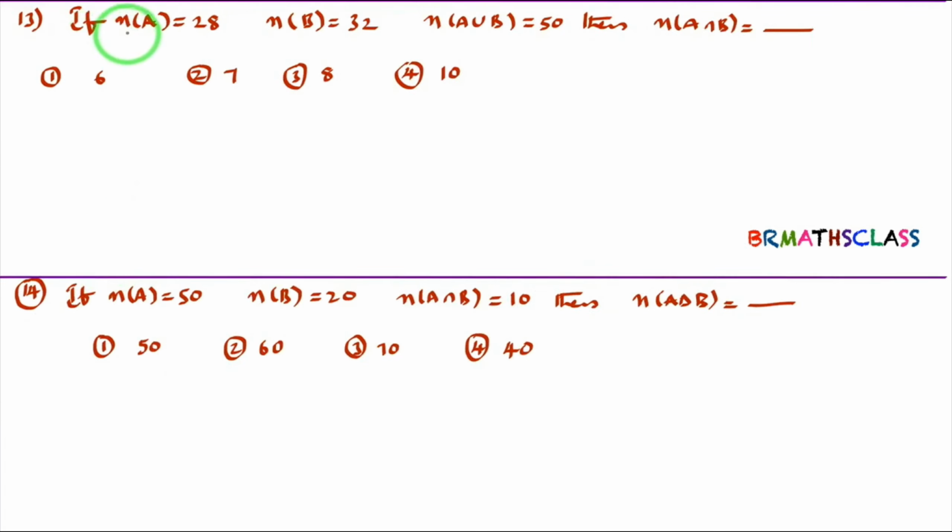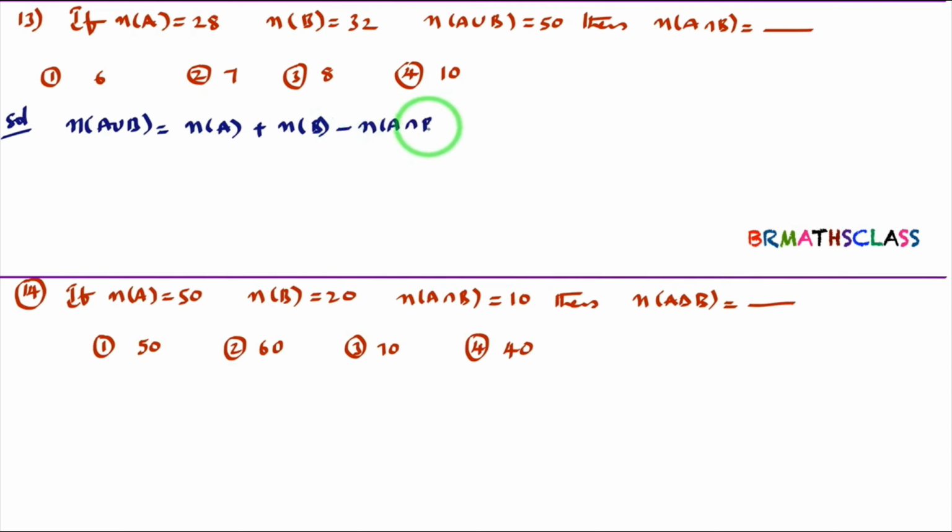They have given that the number of elements in set A is 28, n of B is 32, n of A union B is 50. They are asking for n of A intersection B. Here it is simple. This is a very familiar formula. What is the formula for n of A union B? The formula for n of A union B is n of A plus n of B minus n of A intersection B.